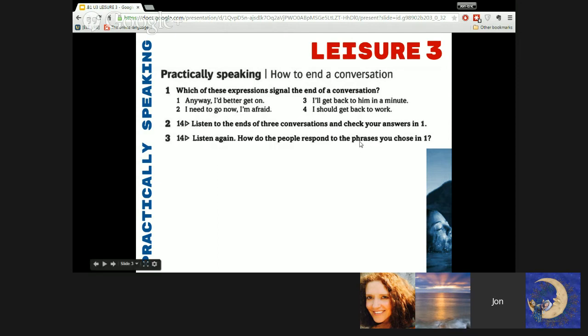So number 3 is a little bit strange. It's a bit different, and maybe that means that it's not really the best way to end a conversation. You should talk directly to people. Maybe that's what we're getting at here. In fact, if you hang on just a second, let's listen to those conversations. And by the way, let's get back to that one for a second. "I'll get back to him in a minute."